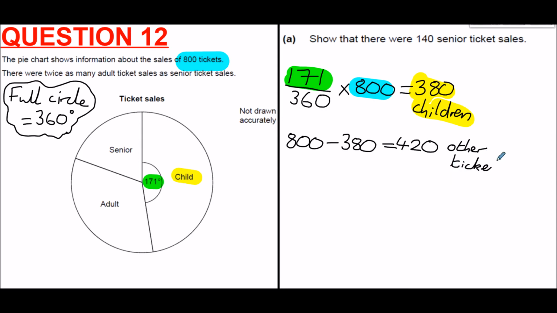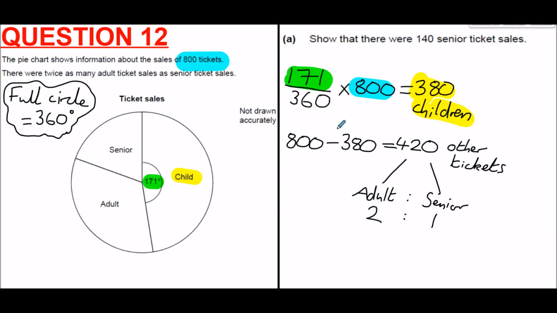Now these other tickets must either be for seniors or adults. It says there are twice as many adult ticket sales as senior ticket sales. So we can split this and think of it in terms of a ratio, adults to seniors. There are twice as many adult tickets as senior tickets. So for every one senior ticket, there were twice as many adult tickets. So 2 lots of adult tickets for every 1 lot of senior tickets. 2 plus 1 is 3 lots altogether.